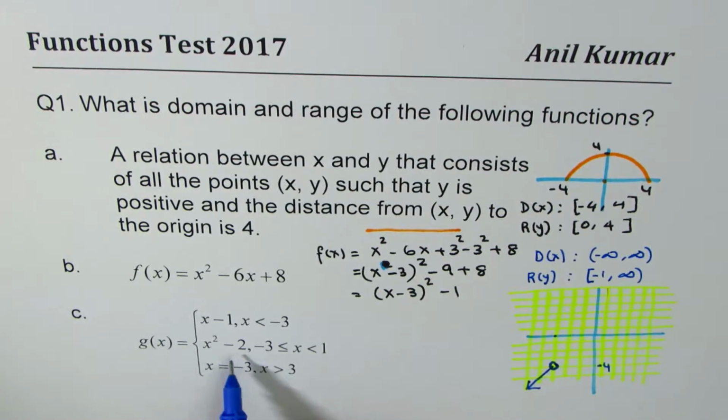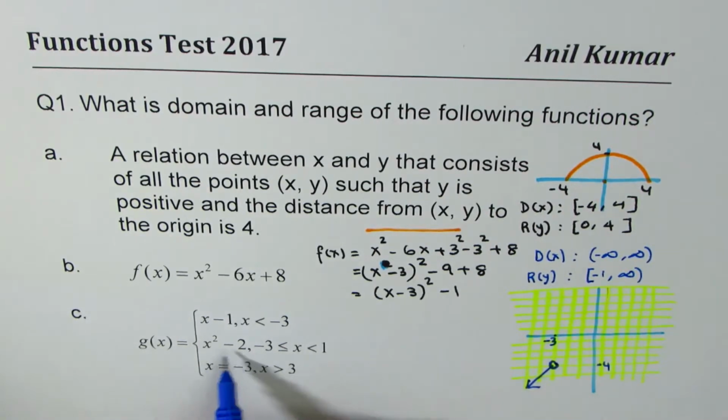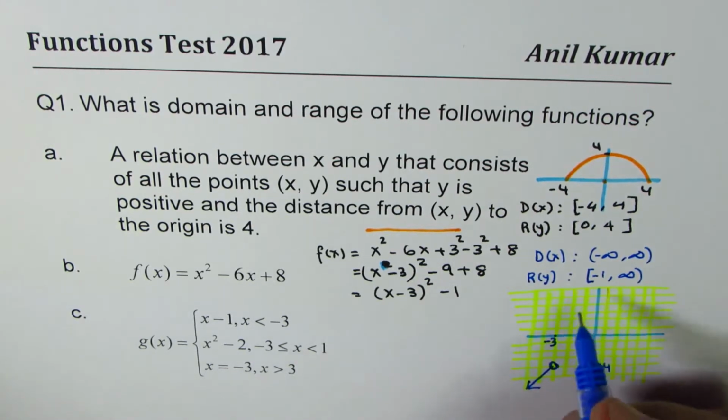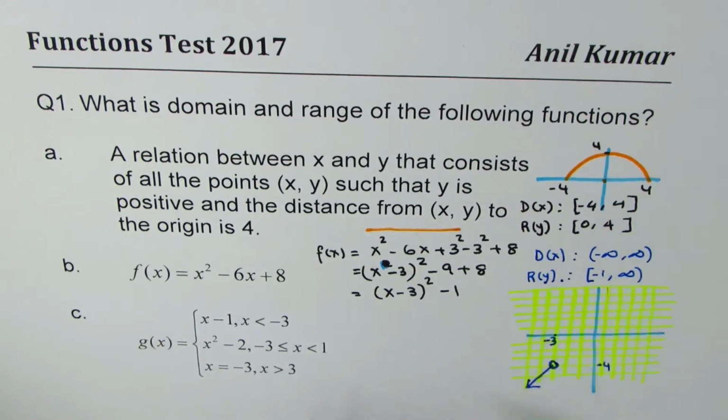The second part is a quadratic function, a parabola, from minus 3 to 1, x squared minus 2, right? So this is a parabola which opens upwards. If I substitute minus 3 here, so this is minus 3 for us, I will get minus 3 squared, which is 9, minus 2 is 7, so we get 7 here. So 1, 2, 3, 4, 5, 6, so right here, okay.